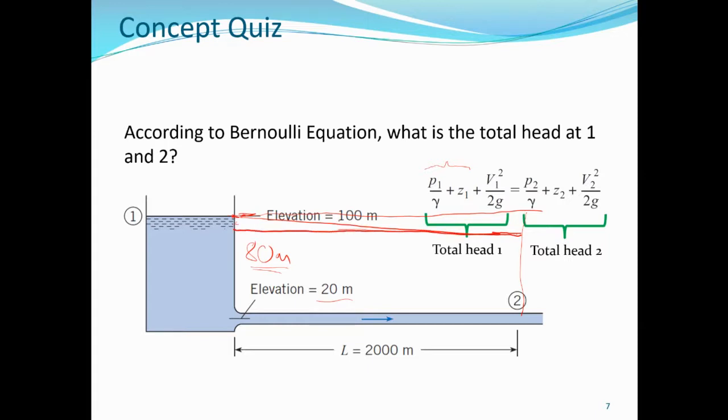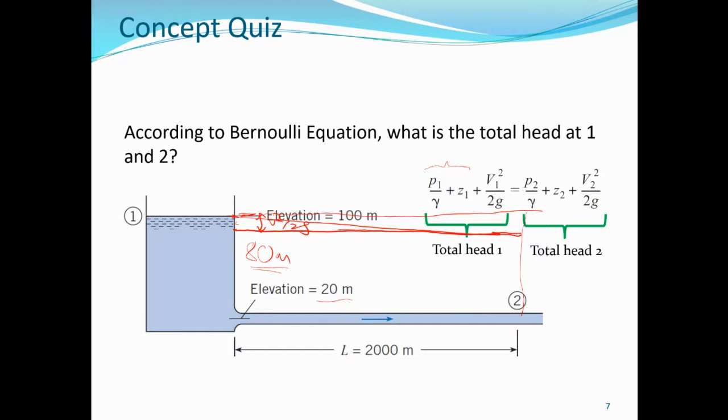But in this case they will be parallel. If we assume the Bernoulli equation, because there is no loss in head, the difference between this is the velocity head, v squared over 2g, and this is the pressure head. The sum of the two gives the total head.